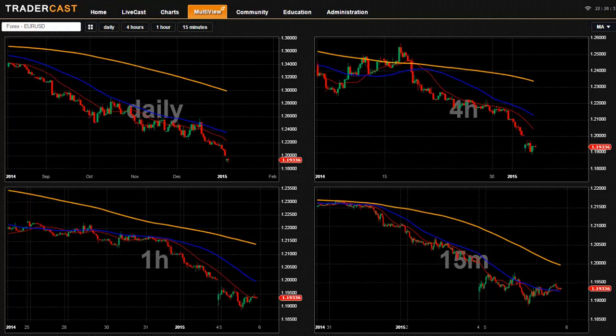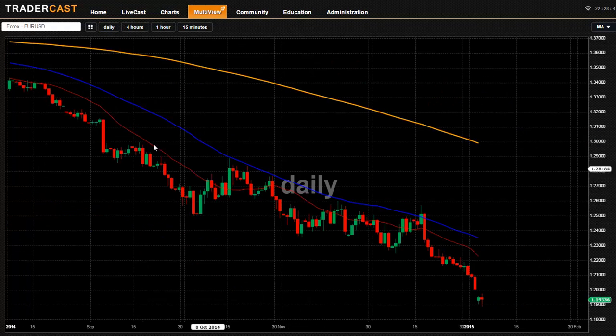We're looking at euro dollar in multiple timeframes. Our daily chart appears to be in a clearly defined downtrend, as well as our 4-hourly, hourly and 15 minutes. So they're all pointing to fairly embedded bearishness and clearly embedded downtrend.